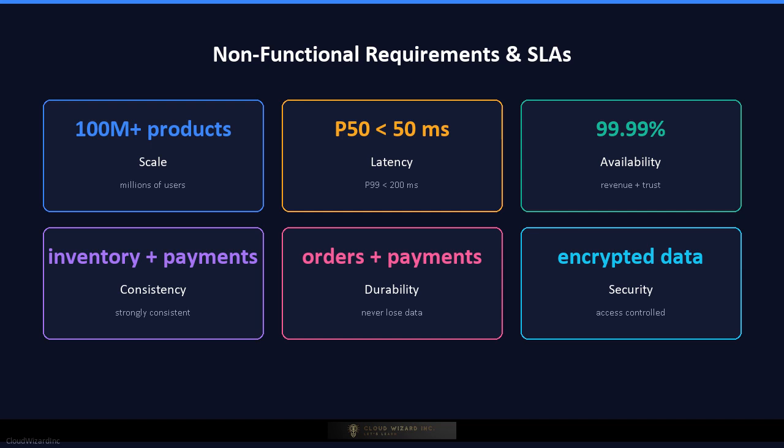Consistency must be carefully balanced. Inventory and payment data must be strongly consistent to avoid overselling and double charging, while recommendation and search data can be eventually consistent. Durability and security are critical. Order history, payment records, and personal data must never be lost and must be encrypted and access controlled. The system must be fault-tolerant, with graceful degradation so that if recommendations fail, search still works. And finally, the system must be cost-efficient at global scale.